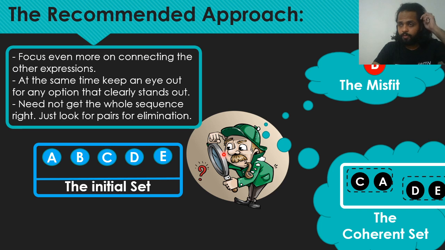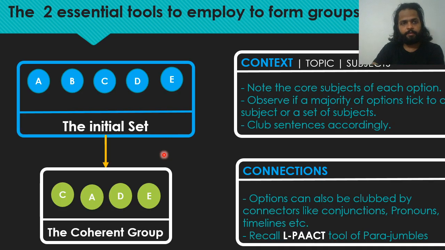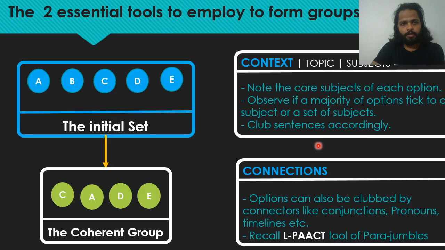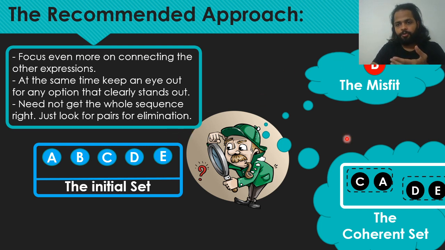Although, as I already said, some aspects of the approach will be similar, like finding the links. So this is the recommended approach: you should not be just looking for the misfit, you should also be focused on finding which sentences go together, which pairs go together, and putting them together and eliminating them. So we have talked about the recommended approach. Essentially, the advice that I'm giving you is, don't just keep focusing on the misfit, also focus on forming the coherent set, and eventually you'll get to the misfit.